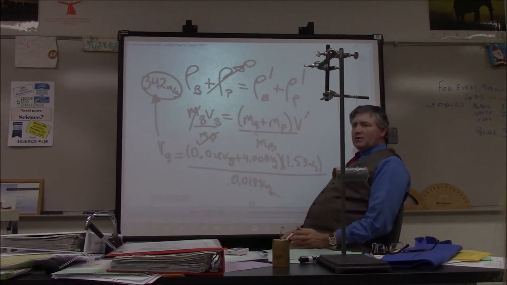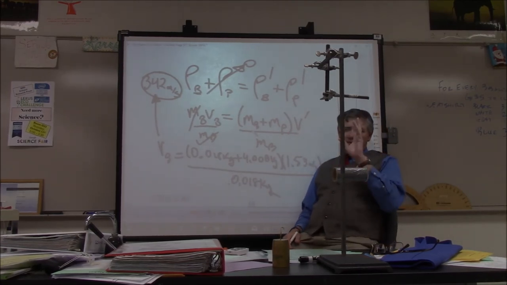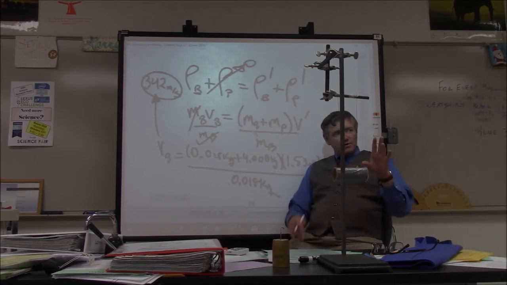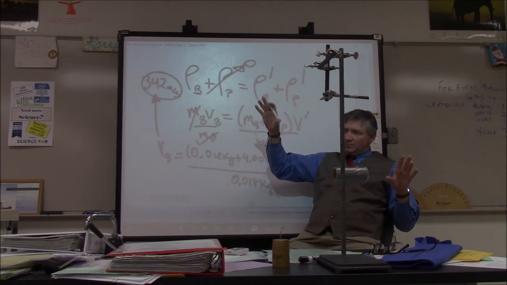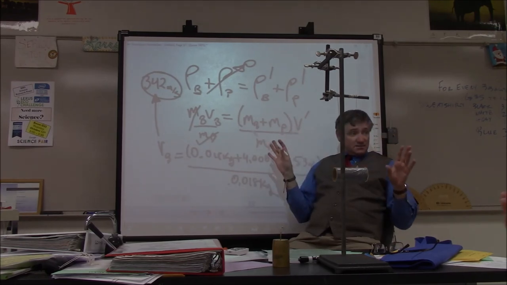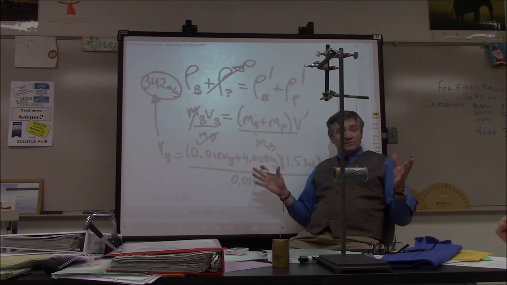Now, here's what I want to look at. I want to calculate the initial kinetic energy of the bullet, and then compare that to the potential energy of the ballistic pendulum and the bullet when it's at the top of the swing. And we'll see if this thing is perfectly elastic. That's the true test. We'll just compare the energy.